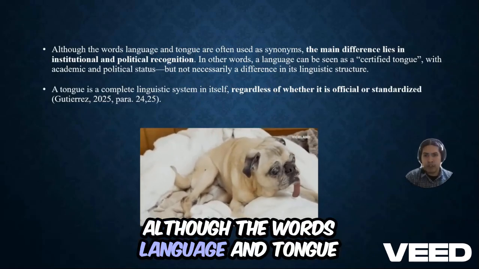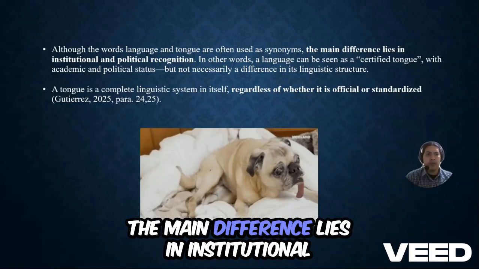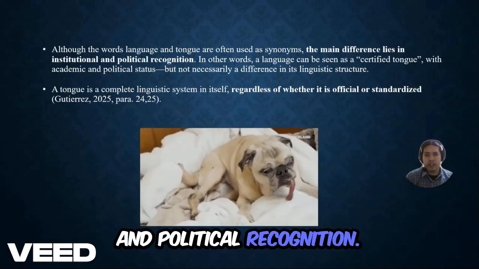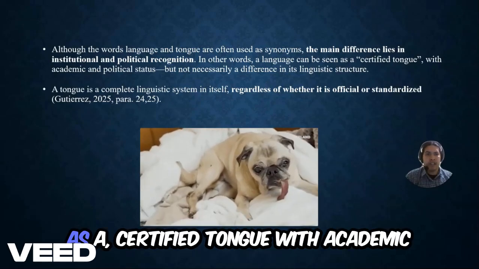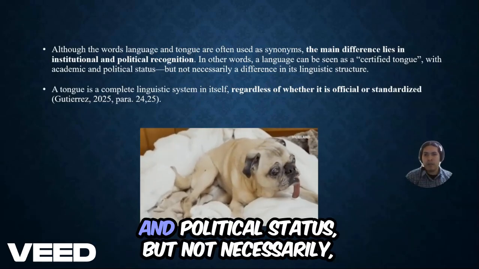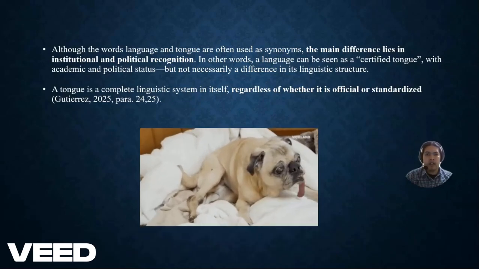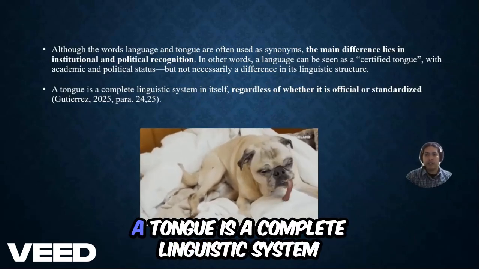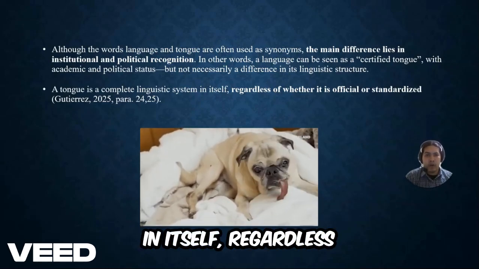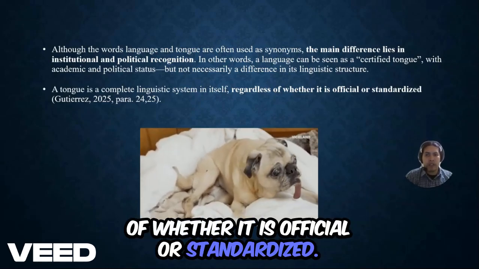Although the words language and tongue are often used as synonyms, the main difference lies in institutional and political recognition. In other words, a language can be seen as a certified tongue with academic and political status, but not necessarily a difference in its linguistic structure. A tongue is a complete linguistic system in itself, regardless of whether it is official or standardized.